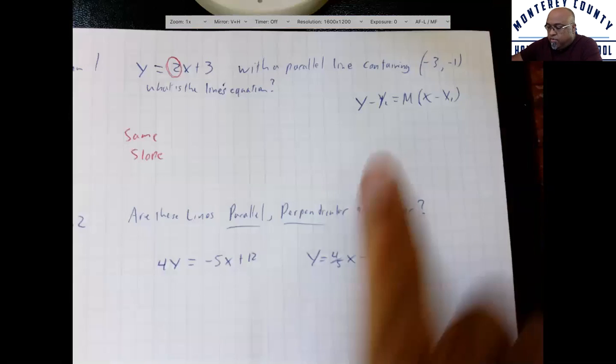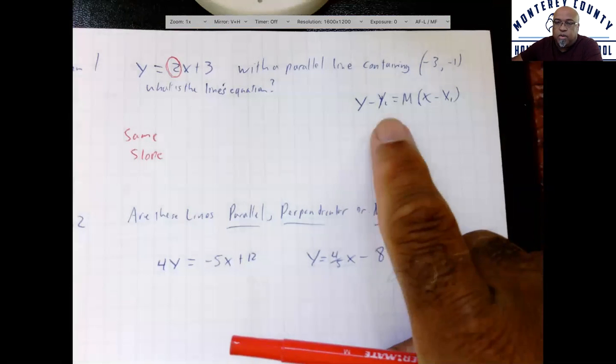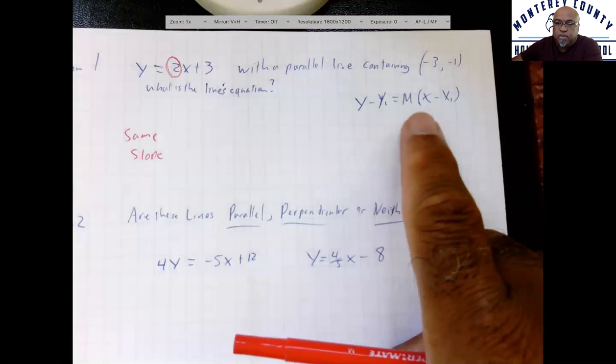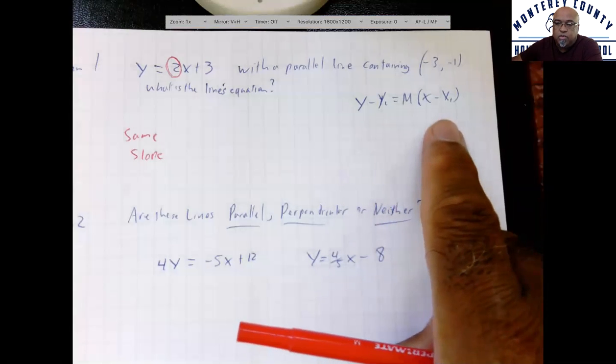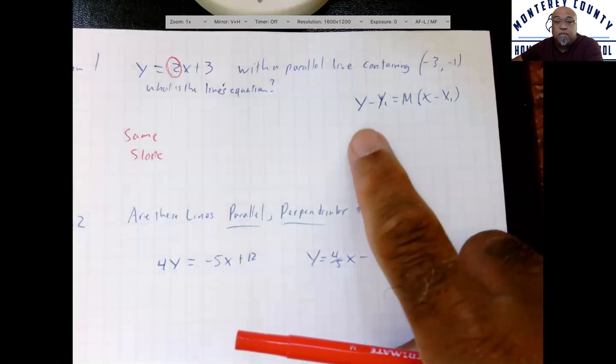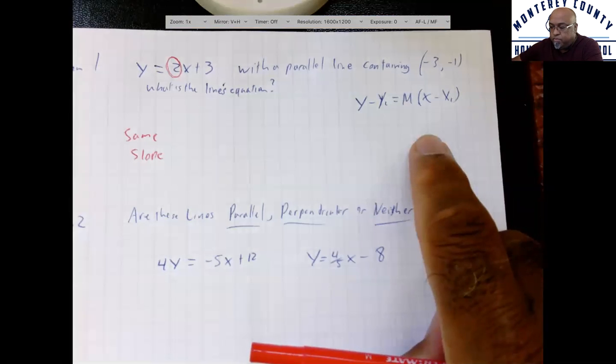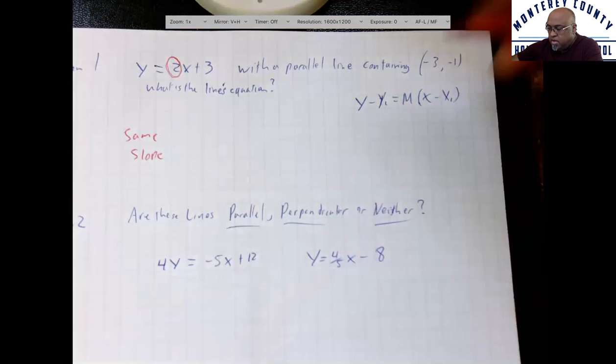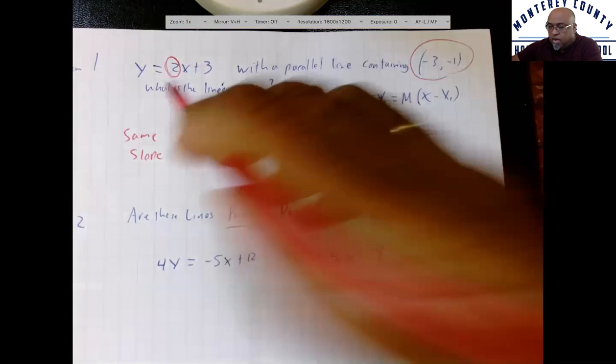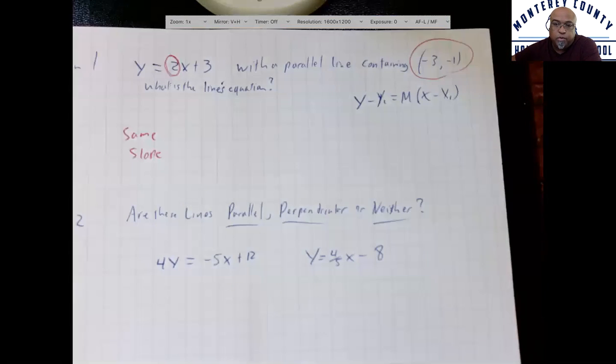Now, I've written a form here. y minus y1 is equal to m times x minus x1. Remember what that form is? Yep, you're correct. That form is the point slope form. Well, let's look at what we have. We have a point and we have slope. So the point slope form is probably going to be the easiest one to use.